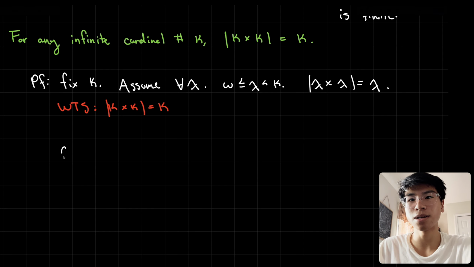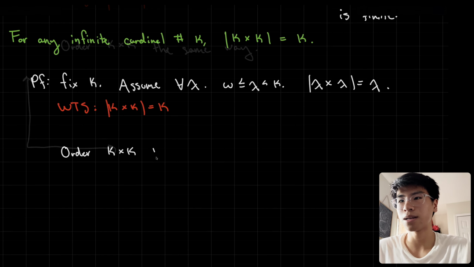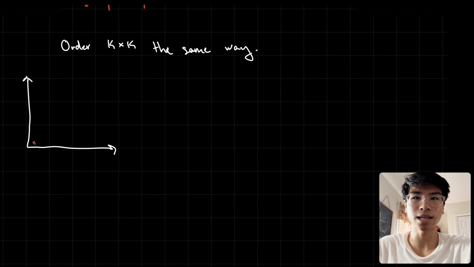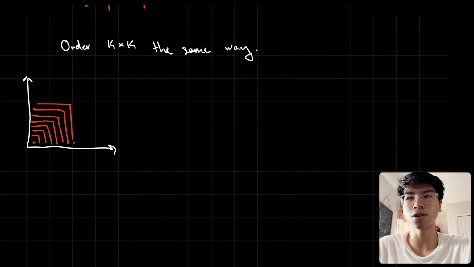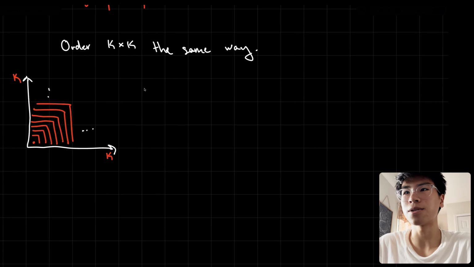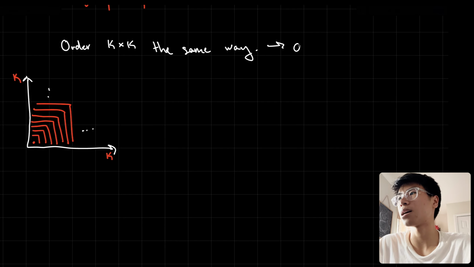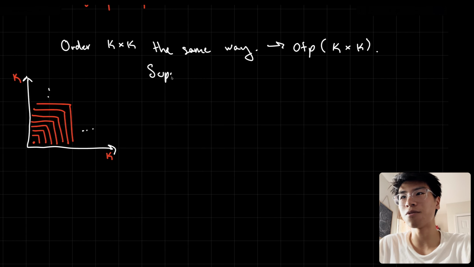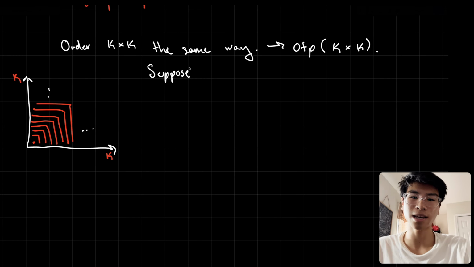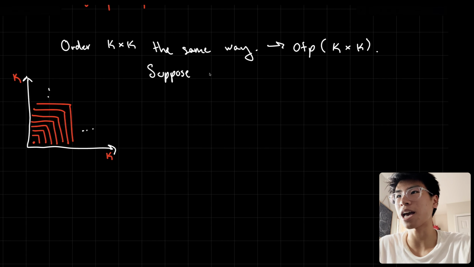So the first thing we're going to do is order kappa crossed with kappa just the same way we did before. If you recall how the ordering worked, you start with (0, 0) at the bottom, and then you keep ordering with these squares as you go along. The axes here are kappa and kappa. And so, yeah, we can order it. So we do have an order type of kappa crossed with kappa. Now we suppose that we form an order isomorphism from the order type of kappa crossed with kappa to kappa.